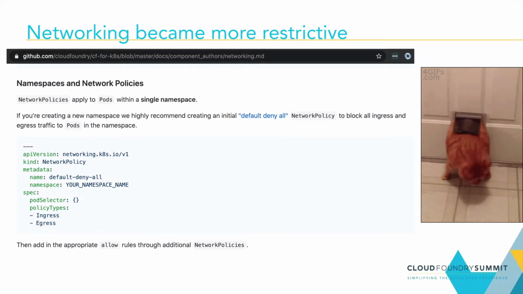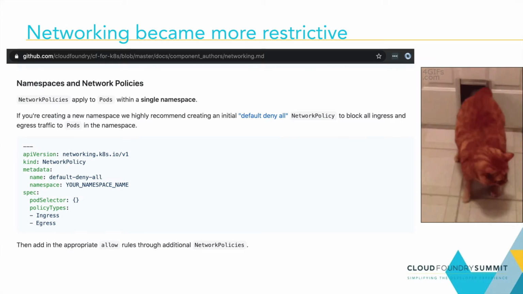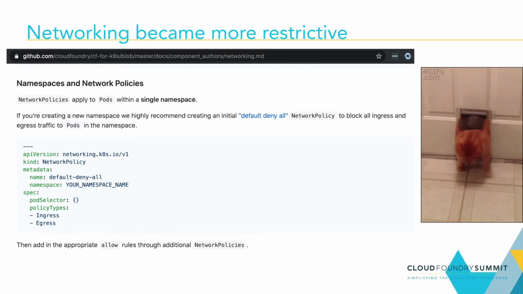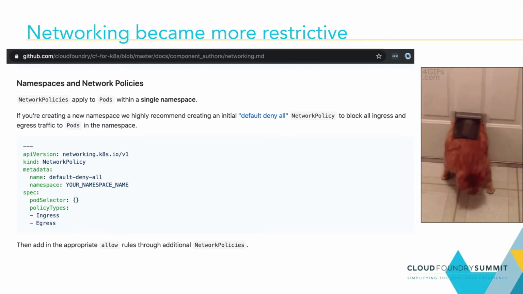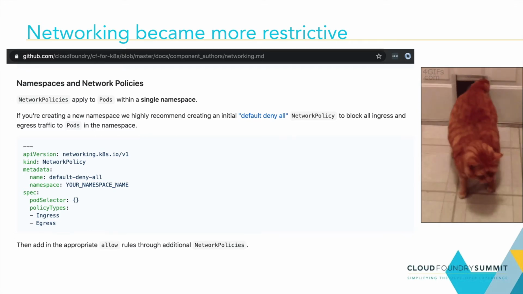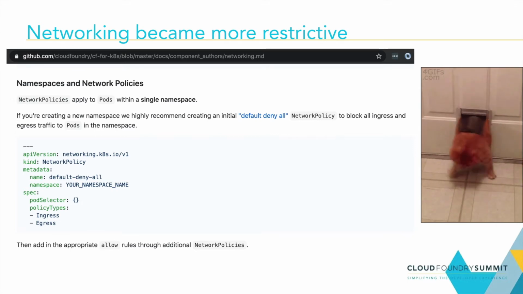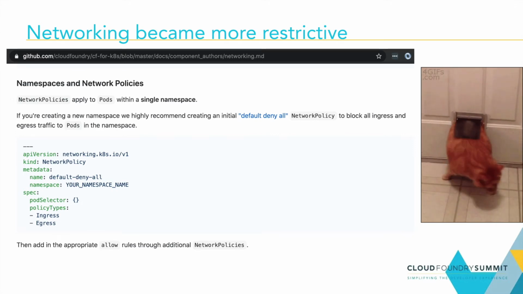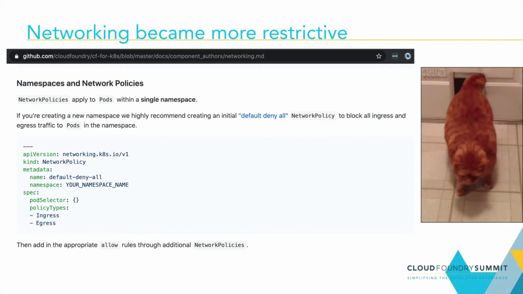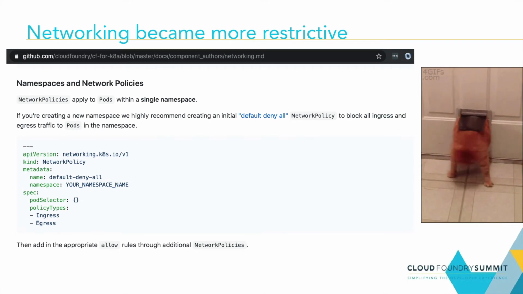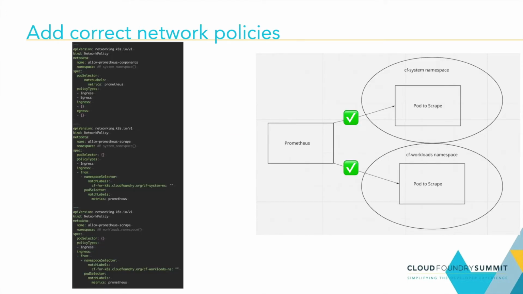Next, the networking team in CF for K8s tightened up security by adding network policies. This change required that every pod needed an explicit network policy in place to allow pod traffic to and/or from any other pod. This could be defined at the pod or namespace level. So we added a network policy that allowed Prometheus to scrape both the CF workloads and CF system namespaces, and more for them to accept those scrapes.